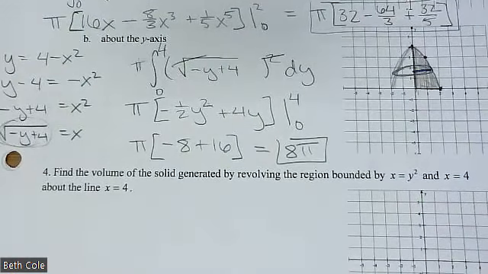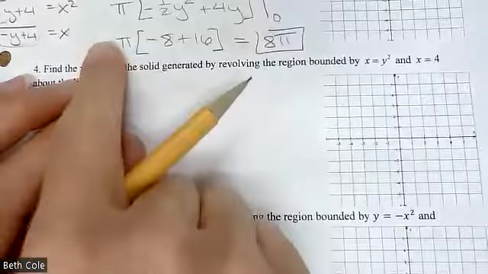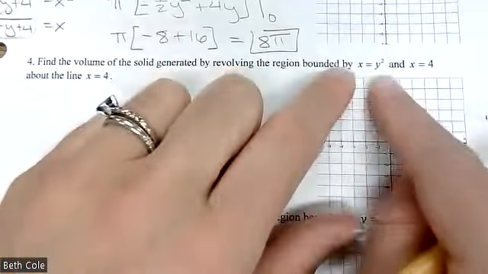Wow. So for these last two, instead of rotating around the x-axis or the y-axis, we're going to shift the axis of rotation, which just changes how you're going to set it up a little bit. So find the volume of a solid generated by revolving. All right, let's go ahead and graph it.